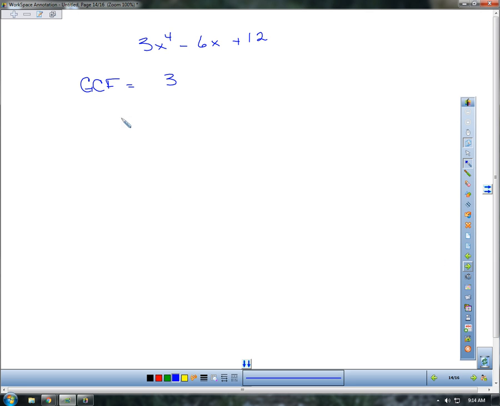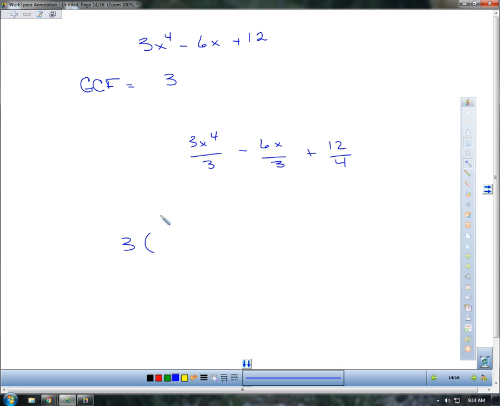Okay, here's another example the same way. I went ahead and found the GCF for you on this one. And so now I want to factor it out. So I'm going to write it in front of parentheses, and then I'm going to divide each piece of this expression by 3, because that's my greatest common factor.